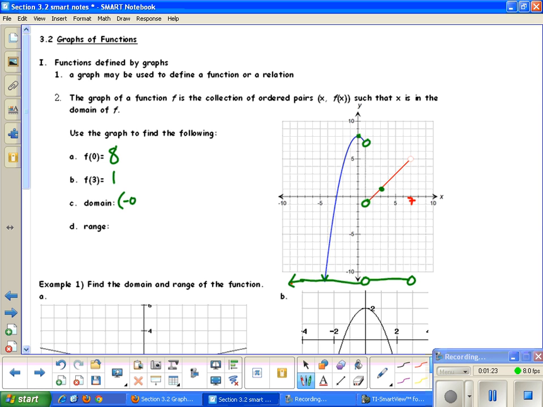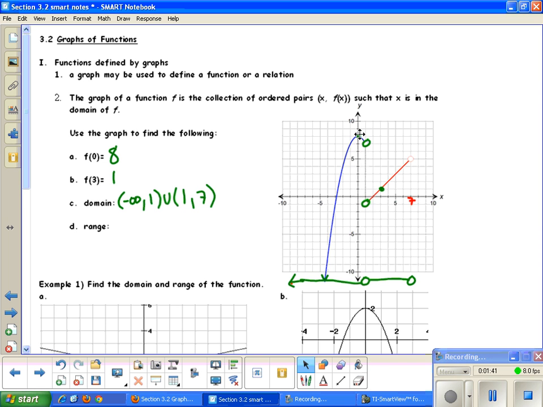So parentheses negative infinity, 1, parentheses, union, parentheses 1 to 7, parentheses, again, because we're not including the point 1 because there's no x values defined at that point. And at 7, same thing.